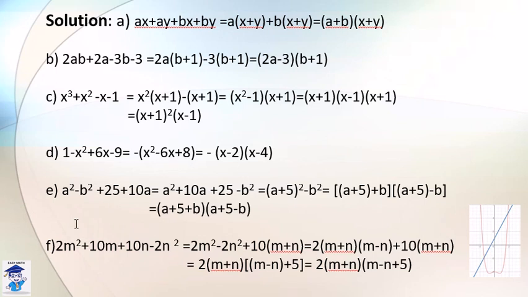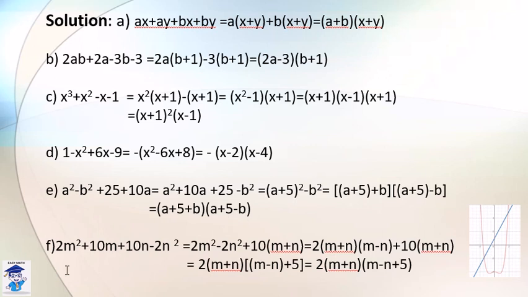Alright? So number E, a squared minus b squared plus 25 plus 10a. So we can use the grouping like a squared plus 10a plus 25. We make the perfect square of a plus 5, and then minus b squared. So here let's keep going to use the square difference formula. You can make this a plus 5 plus b and a plus 5 minus b. This is the final answer.